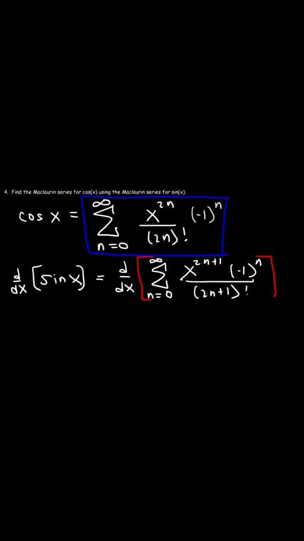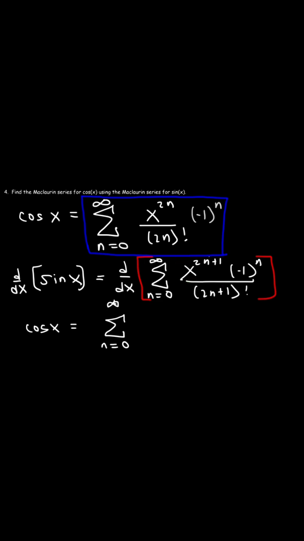So the left side is going to become cosine x. Now what about the derivative for the right side? So let's rewrite the summation notation. And we need to realize that -1 to the n is a constant. 2n plus 1 factorial, that's a constant. So the only thing we need to take the derivative of is x to the 2n plus 1. And let's use the power rule.